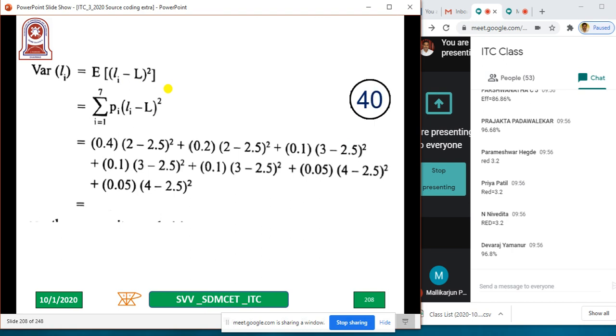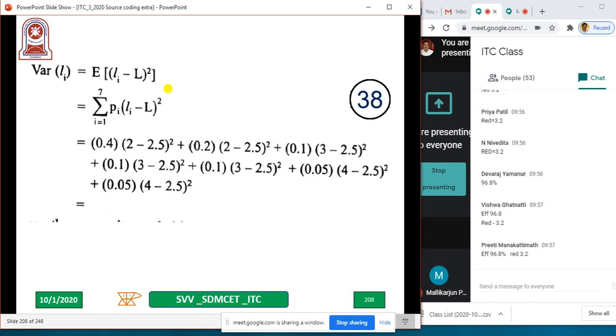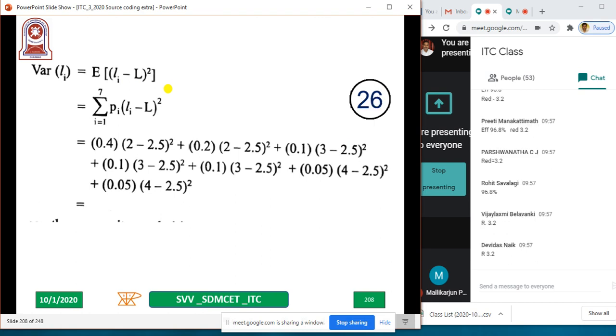Nivedita has typed, Priya Patil, Parameshwara, Deviraj. Deviraj has typed 96.8. Vishwa efficiency 96.8. Preeti, same answer. Parshvanath, Rohit, Savalgi, Vijay Lakshmi, Belvaniki, Devi Das, all got the same efficiency. Shahasena, Arjun Ambekar, redundancy he has typed. And you try to find out the variance also. All your efficiency values that you have shown are correct.